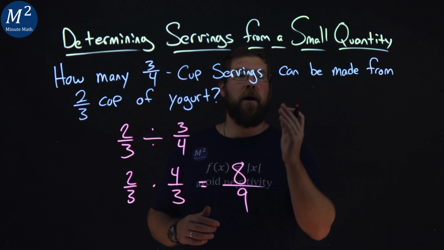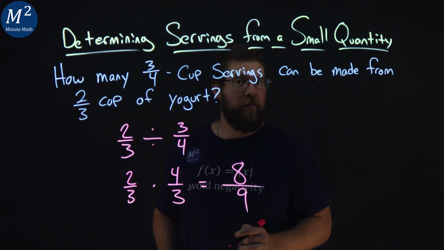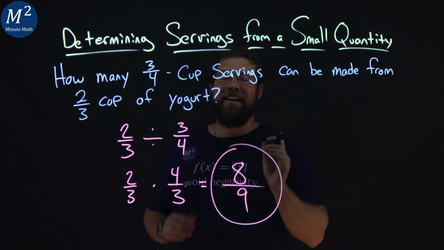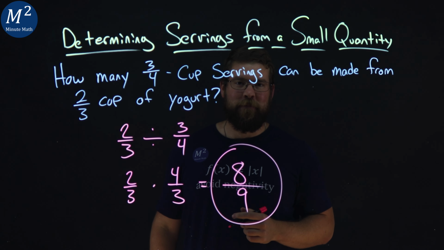So how many 3/4 cup servings can be made from 2/3 cup of yogurt? We can make 8/9 of a serving.